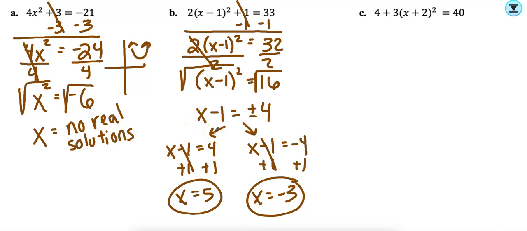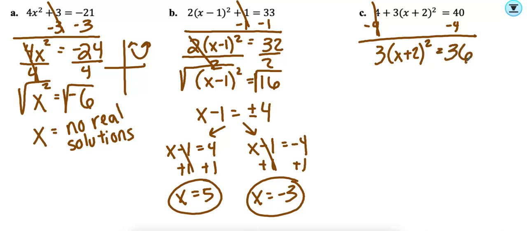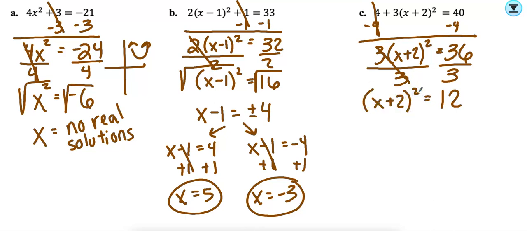All right, let's try one more. On C, I've got a number out here, 4, and a 40 that look alike. So we're going to subtract 4 on both sides. Drop down 3 times (x plus 2) squared equals 36. And you should divide by the number in front of the parentheses, 3. So divide by 3, divide by 3. 36 divided by 3 is 12. That will equal (x plus 2) squared. So I've isolated my parentheses, my squared term.